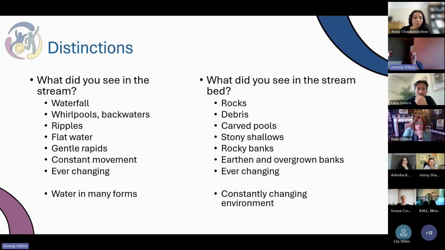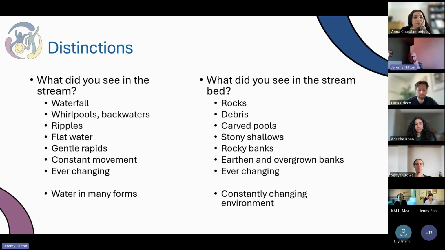What do you see in the stream? That'd be static view. So yeah, you might have seen the waterfall. You might see some whirlpools and some swirls and backwaters and eddies and water getting caught up, ripples becoming flat water, gentle rapids at the end. Yeah, there's constant movement and ever changing. But then you've got water in many forms. And in the stream bed itself, there are rocks, there's debris, there's carved pools, there's stony shallows, there's rocky banks, earthen and overgrown banks. Again, the stream bed itself is ever changing. It's a constantly changing environment.